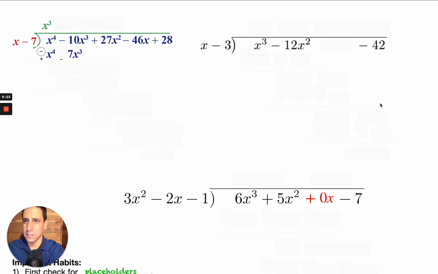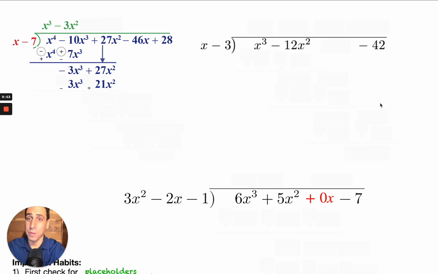And let's see, we're going to change the signs when we go to add, and when we add them together, we get negative 3x cubed. Bringing down the 27x squared looks like that, and then we have to ask ourselves, negative 3x cubed divided by x is going to be minus 3x squared. Minus 3x squared times x is negative 3x cubed, and minus 3x squared times minus 7 is plus 21x squared.